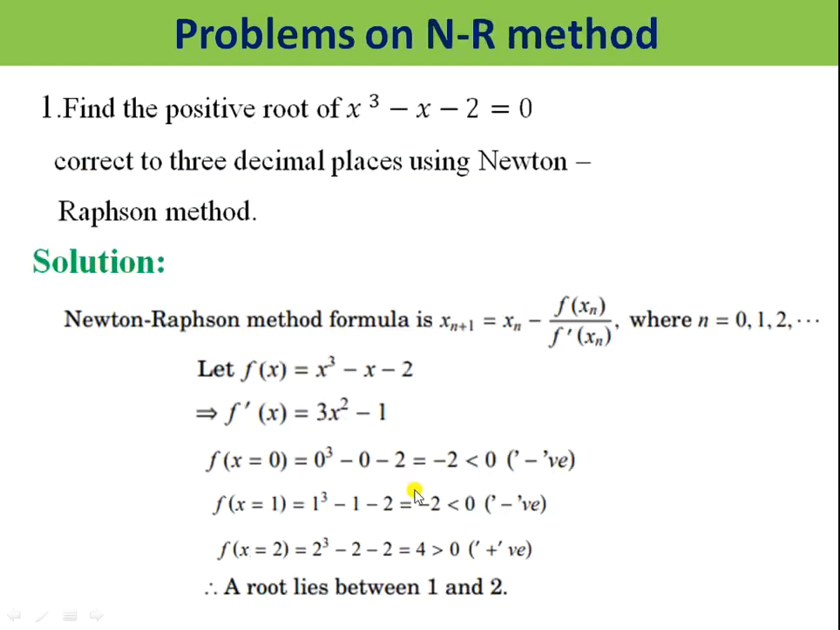Therefore, among these, which numerical value is less? While we are replacing x equal to 1, the value is minus 2. Even though it is minus 2, we have to take the modulus, which means it is 2. While we are replacing x equal to 2, the value is 4. So 2 is less than 4. Therefore, the initial value must be x equal to 1.